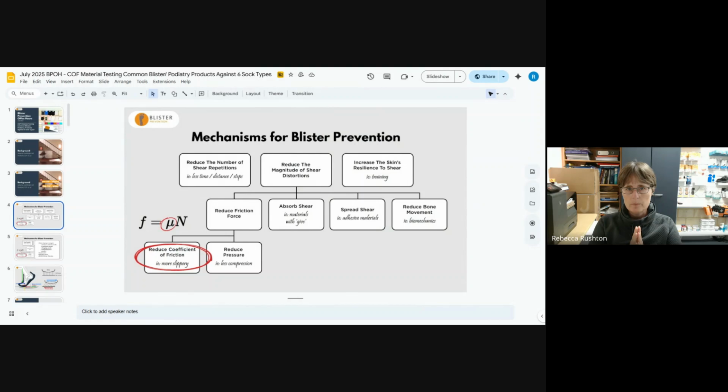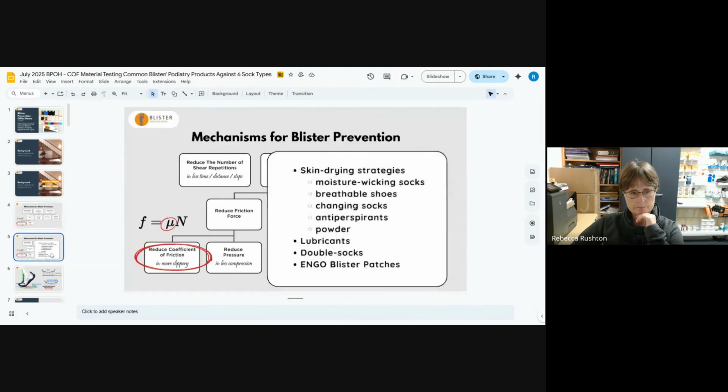It allows the skin to move in sync with the bone at an earlier moment, and that reduces the magnitude of shear distortions. So we are completely looking at this little corner, ignoring all the other mechanisms for blister prevention. So what are the blister preventions that work on a reduced coefficient of friction?